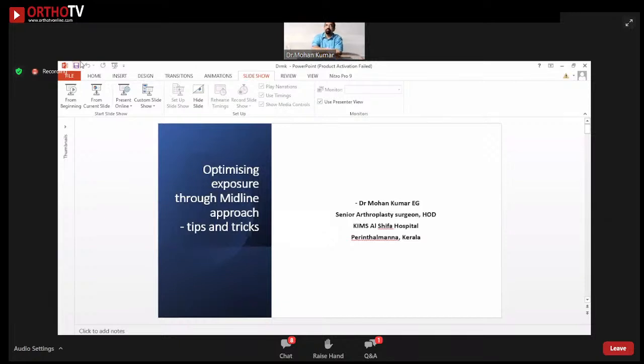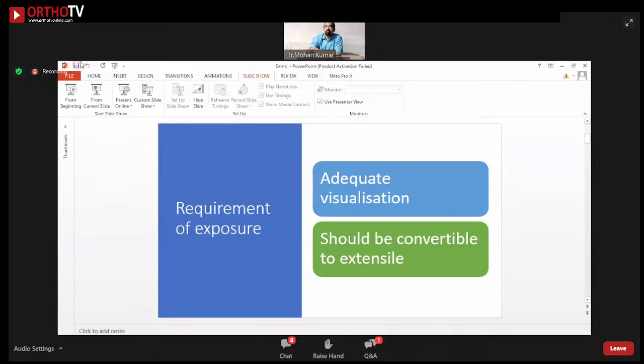Sorry about it. So how to optimize the exposure through the anterior midline incision, the topic.